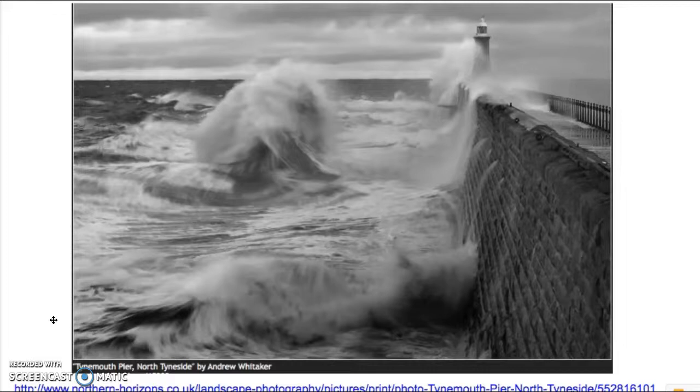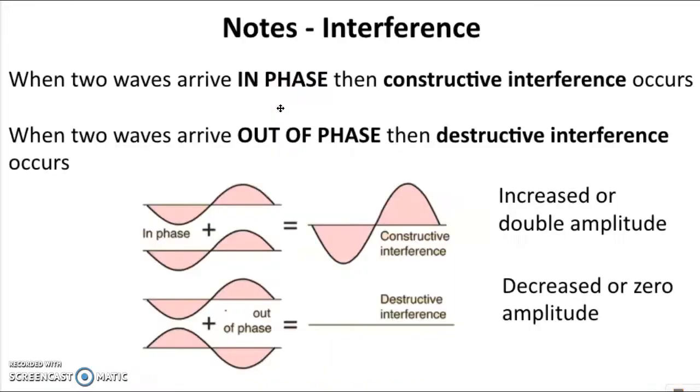So this is the most dramatic I could think of. This is just close to where I grew up in Tynemouth. This is the North Pier on the mouth of the River Tyne in a northerly wind storm, and you can see there are really crashing waves where the two waves have met each other and built up to a much higher amplitude. This happens because of interference.